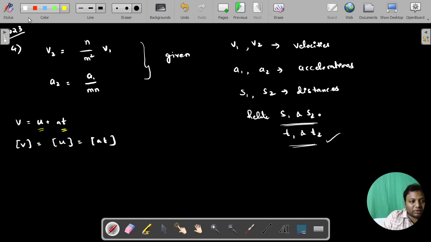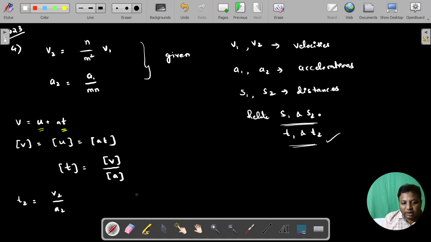And from this we can write T as the dimensional formula of V divided by the dimensional formula of A. Okay, so we can write T2 equal to V2 by A2. Likewise T1 equal to V1 by A1. Okay, we shall solve for this one first. V2 by A2, when we divide, what do we get?